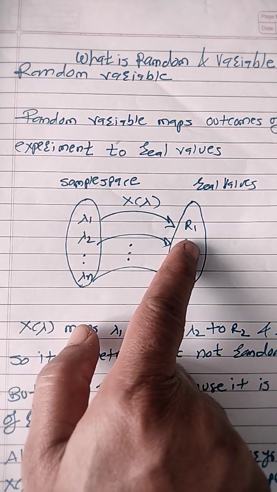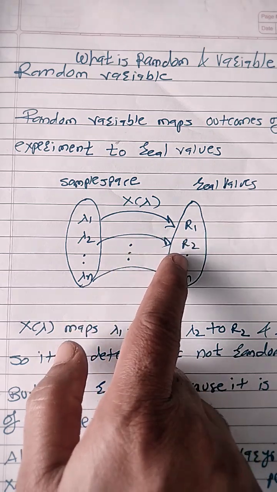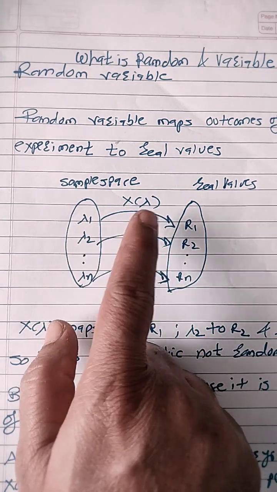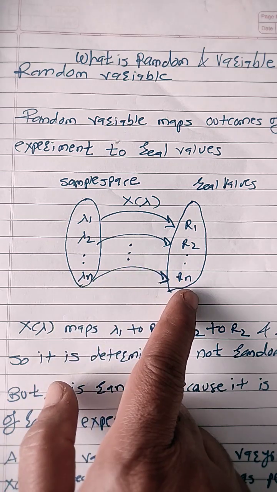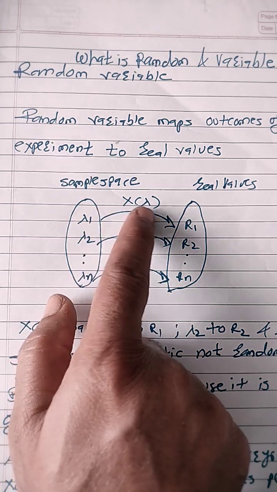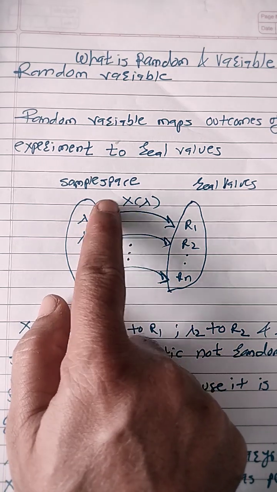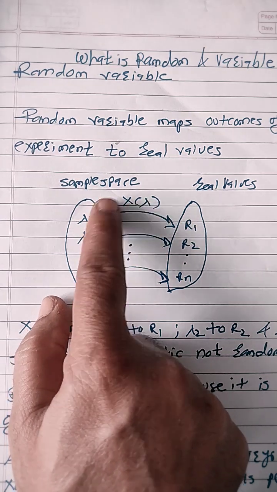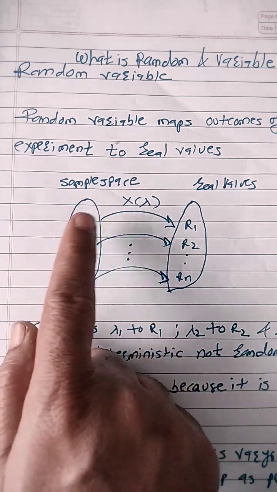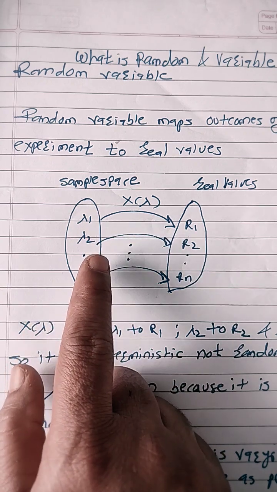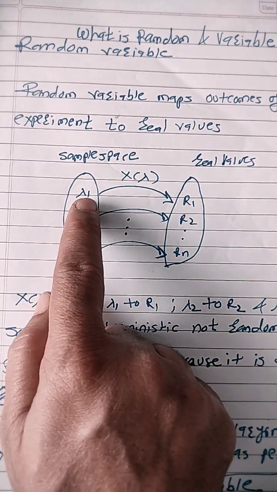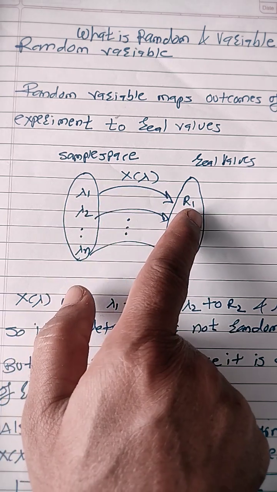These are mapped to the real values r1, r2 up to rn. So who is mapping this lambda 1 to r1 and lambda n to rn? That is X(lambda), which we call a random variable. But this random variable is neither random nor variable. We will see how. So X(lambda) maps sample points to the real values.